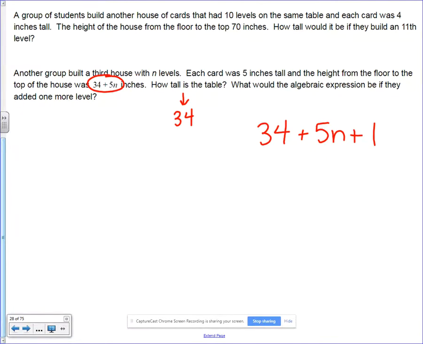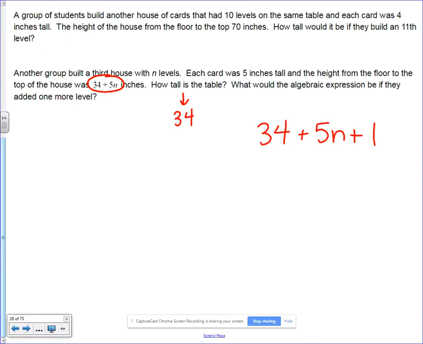But the way this looks is that you're going to calculate this first, and then you're just going to tack on 1 inch to the end. Is that what we wanted to do, is just add an inch? We wanted to add a level, correct? What up there represents a level? What part of this represents a level?